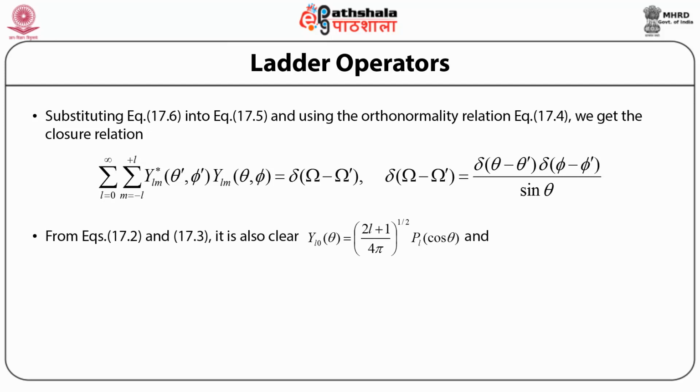From equations 2 and 3, it is also clear that Yl0 of theta is equal to square root of 2L plus 1 by 4 pi Pl of cos theta, and Yll of theta phi is equal to minus 1 raised to power L into square root of 2L plus 1 by 4 pi 2L factorial divided by 2 raised to power 2L into square of L factorial into sine theta raised to power L into exponential of iota L phi.